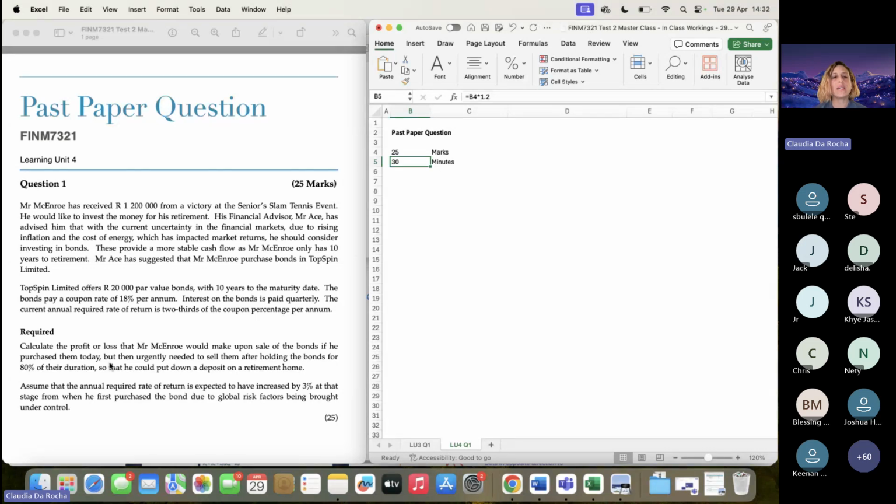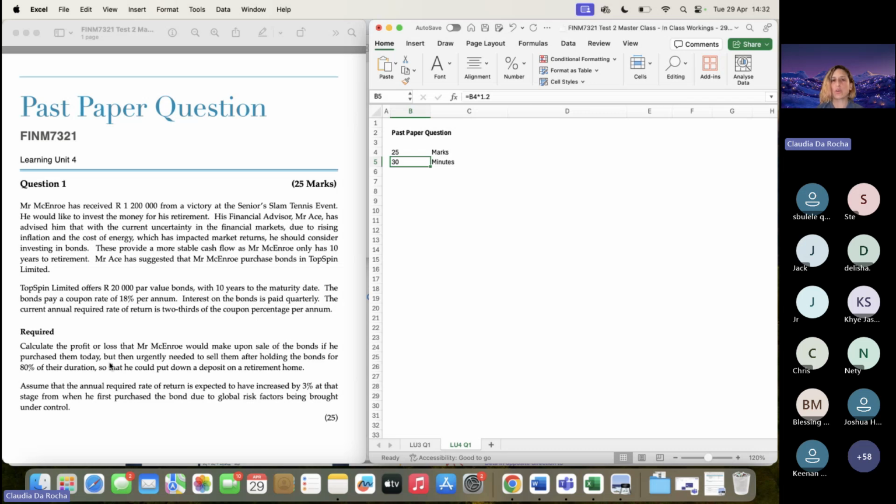Then it says, assume that the annual required rate of return is expected to have increased by 3% at that stage from when he first purchased the bond, due to global risk factors being brought under control. So what this is saying to you is that the required rate of return, or another word for that, yield to maturity, will change when you sell it.